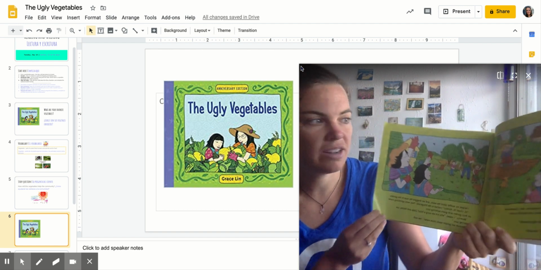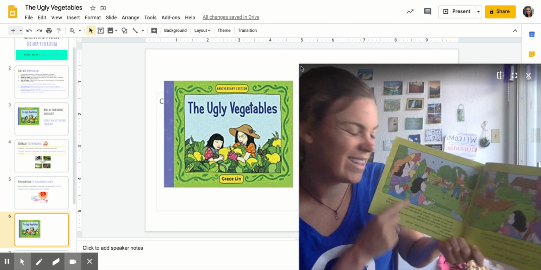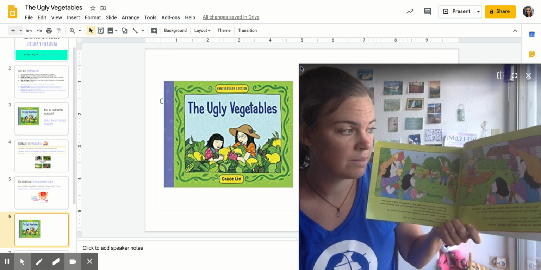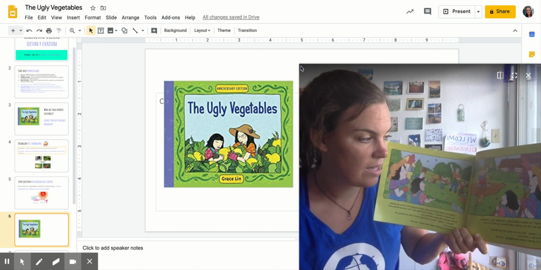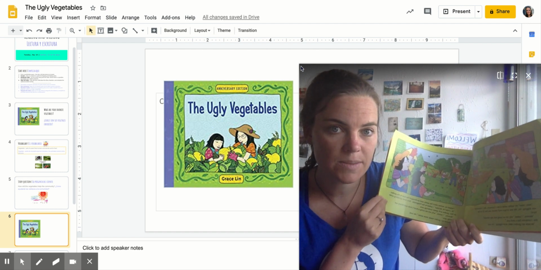I'm noticing that there's some things that the girl and her mom are doing that are different from their neighbors. I bet she's thinking, why aren't we doing the same thing? How do you think that's making her feel?